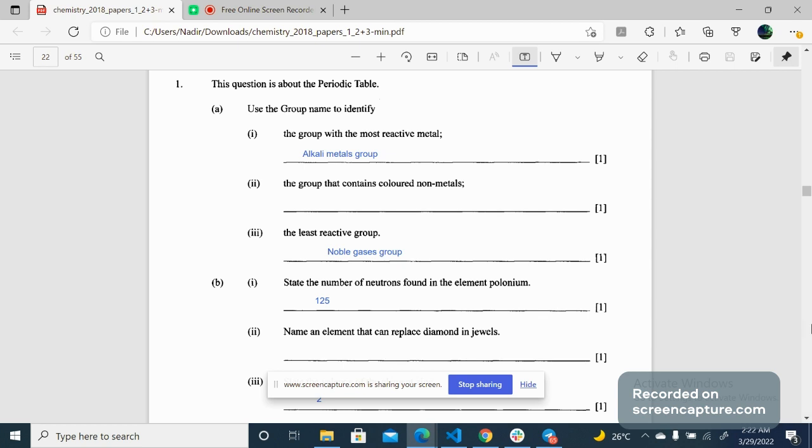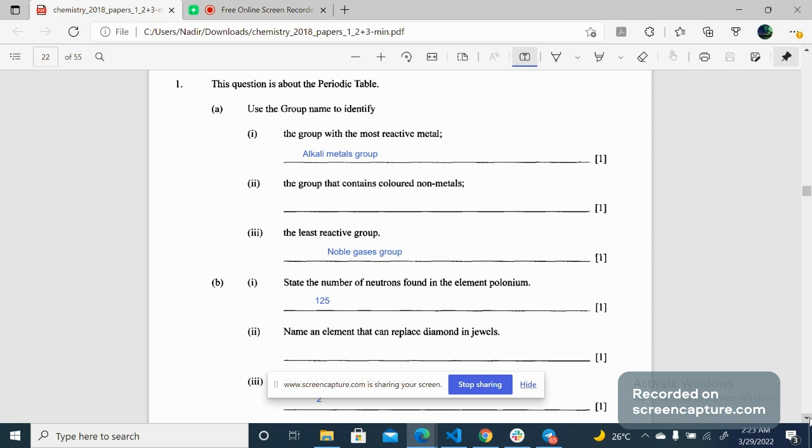Okay, so now we come towards subsection B of question number one, which asks us to write the number of neutrons that are in the element polonium. The straightforward answer is 125. There is not that much of a discussion in this question because it's just a straightforward number, and this number represents the number of neutrons.